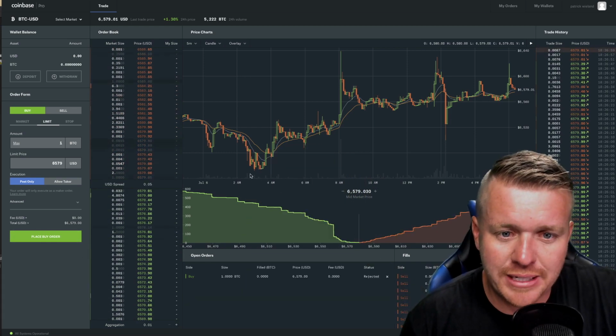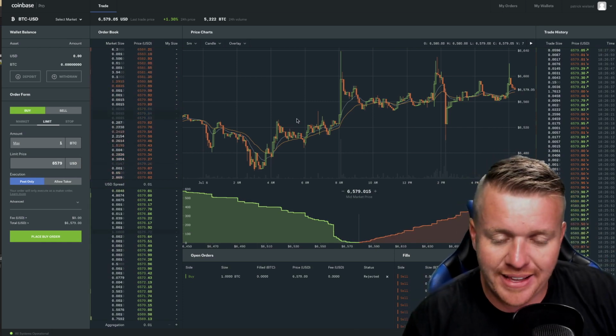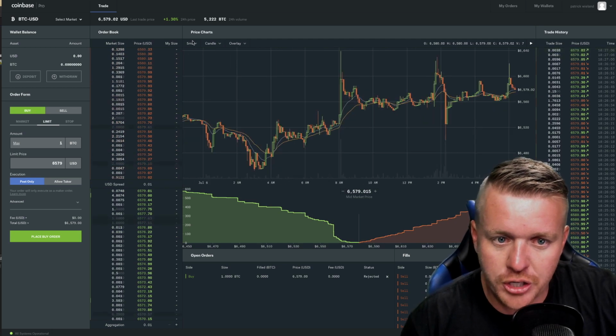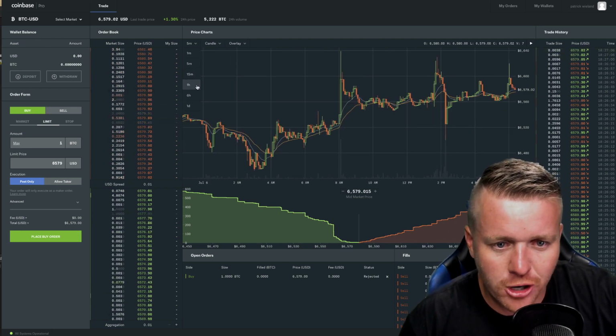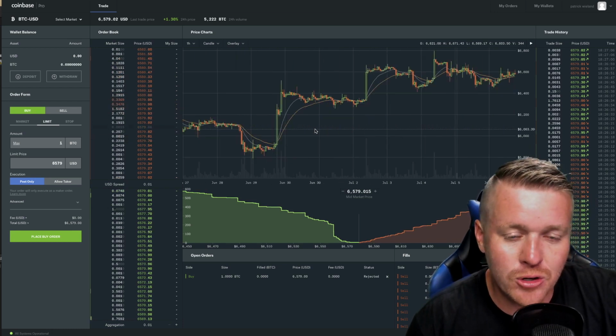The look is still pretty similar to GDAX. The one big improvement, one thing that I'm happy about, is that you can now zoom in and out on the chart, which you couldn't do before. Not to say that the charts are really that good anyway, but you can at least zoom in, zoom out.